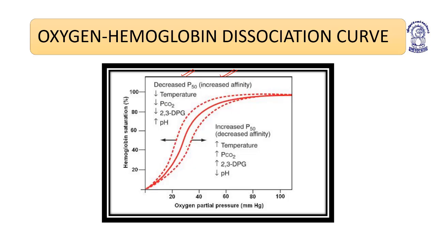You can see the lower part of the curve. This part of the curve represents the dissociation of oxyhemoglobin, and the upper part represents the association of oxyhemoglobin.